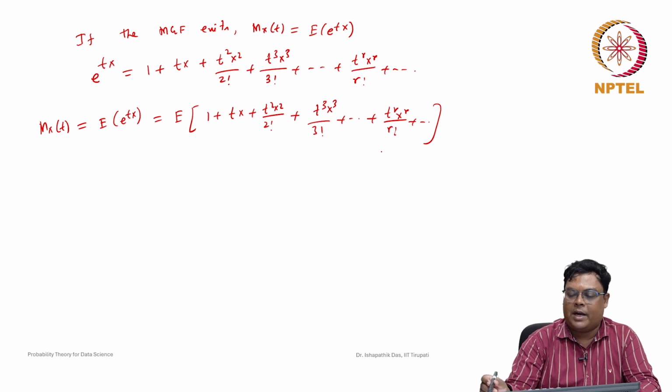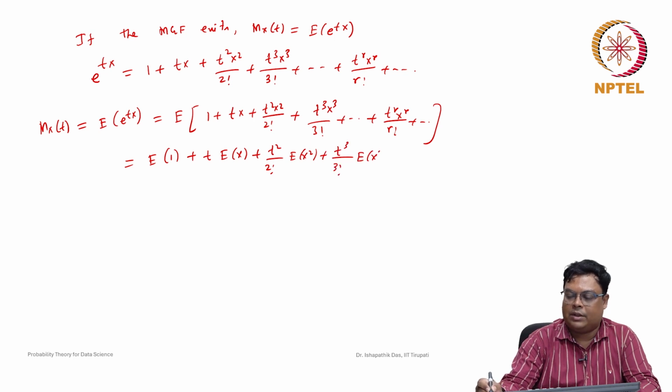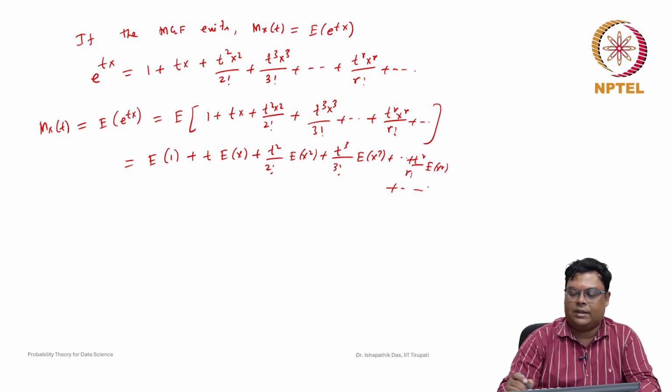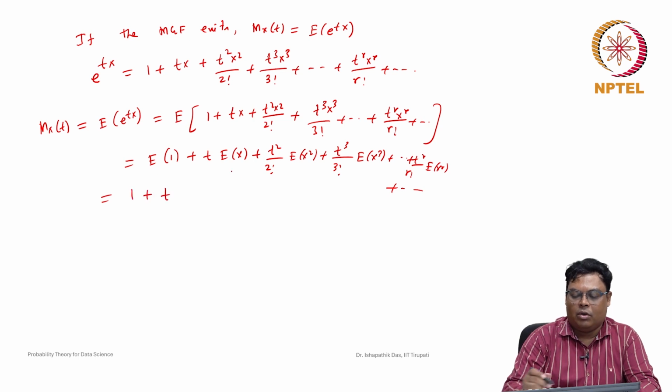Now using the properties of the expected value, it is nothing but the expected value of 1 plus t times the expected value of X plus t squared by 2 factorial times the expected value of X squared plus t cubed by 3 factorial times the expected value of X cubed plus t to the power r by r factorial times the expected value of X to the power r, like this. Now the expected value of 1 is 1, plus t times, you can recall that we have some notation. These are all the raw moments.